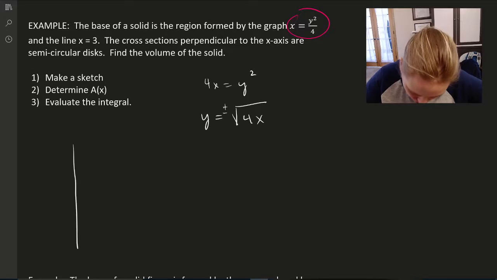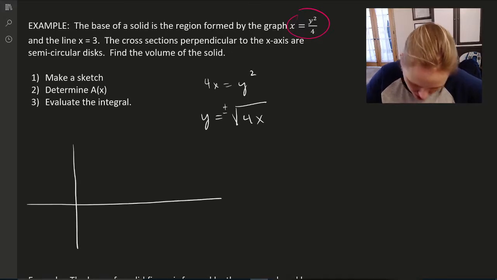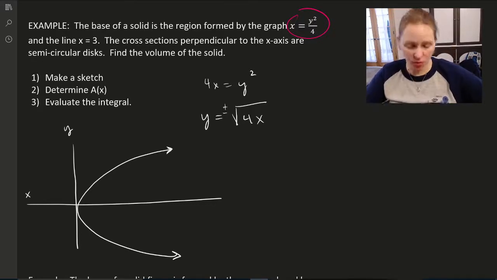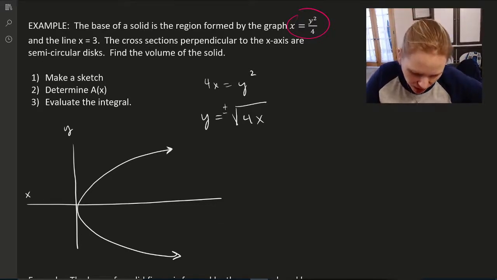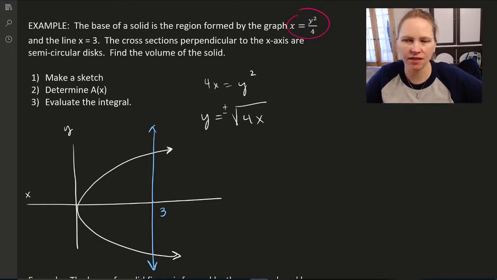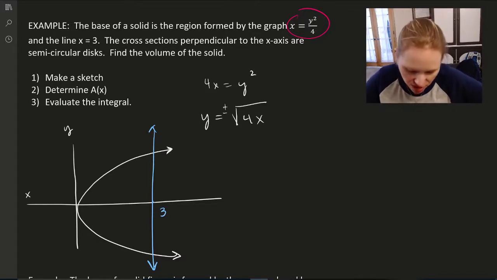So essentially, here's what I have. I've got this x-axis and this y-axis. I'm going to have this square-rooty looking thing, this sideways parabola. And it's plus or minus, so I need both the top and the bottom right now. And then I have this line x equals 3. So I'm just going to plop that in here. We'll call this 3. It doesn't need to be exact and precise. We just need to get a picture of it.